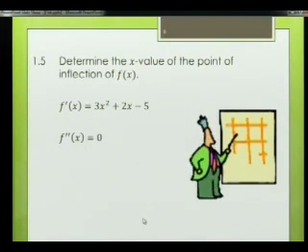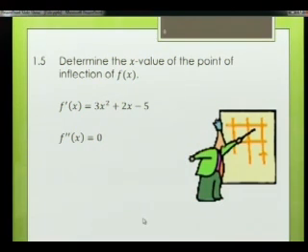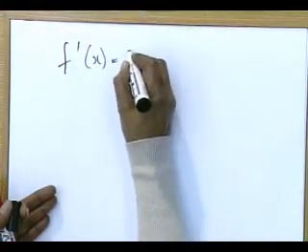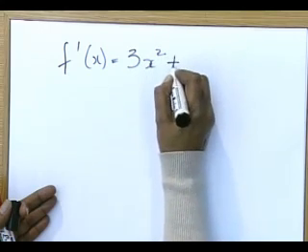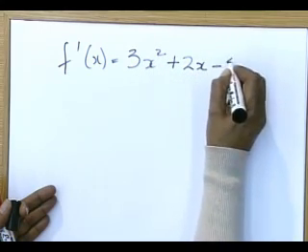and we can now move on. The next point, 1.5, they ask us, determine the x value of the point of inflection. It's a point. Right. And what do we know about that point? Obviously, we said that the second derivative equals 0. So that is why on the screen I have the derivative written down, which is f prime of x equals 3x squared plus 2x minus 5.